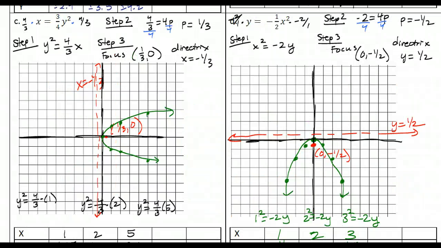All right, so let's talk about this a little bit. So remember, step 1, solve, so it's y squared or x squared. Step 2, take that number in front of the variable and set it equal to 4p and solve for p. And then step 3, figure out what your focus and your directrix are. And remember my little shortcut I gave you. If it's with an x, the p is an x value. Directrix is an x value. So here I go. I got my focus at 1/3, comma 0. My directrix at x equals negative 1/3.